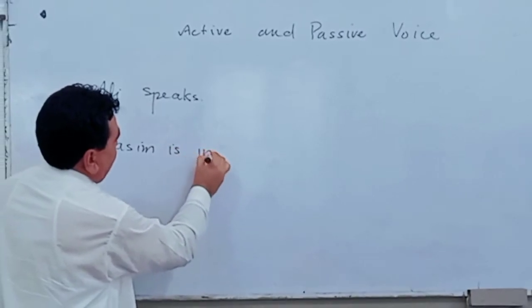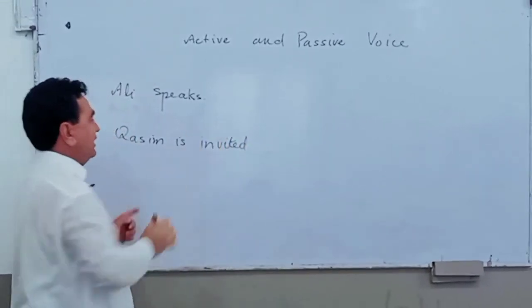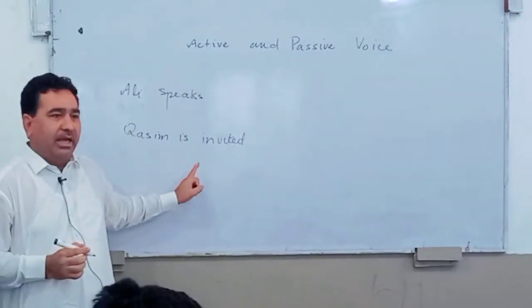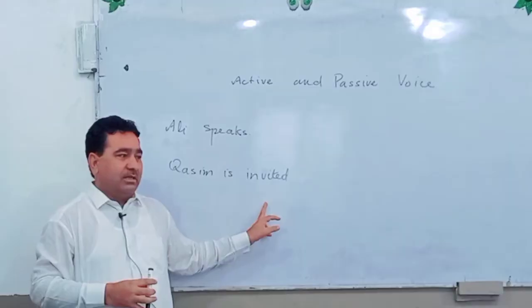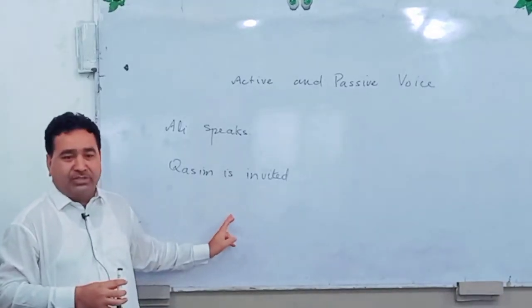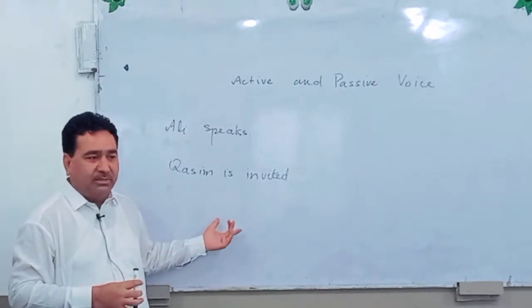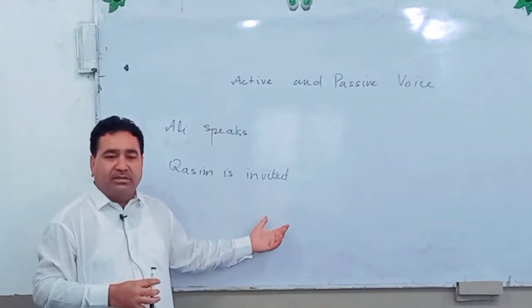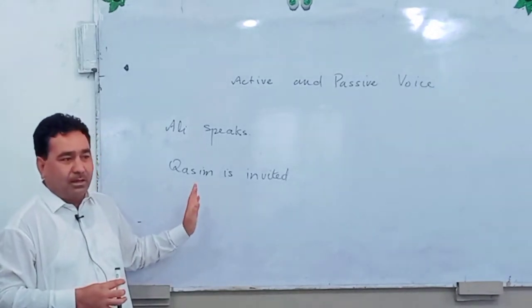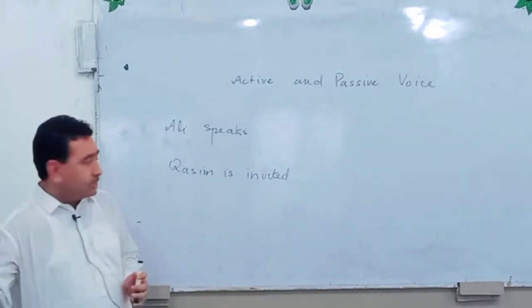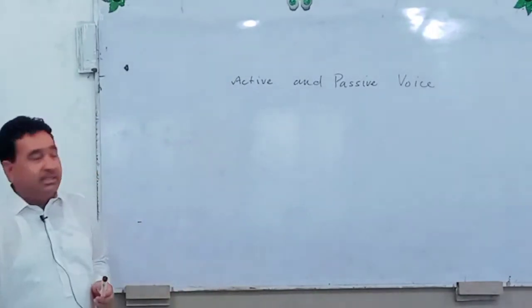Okay, now in this sentence, Qasim isn't doing anything. Actually, he is invited by someone. Qasim is not the doer of the action, he is the receiver of the action. Somebody invited Qasim, which is not mentioned in this sentence. So Qasim is invited is a passive sentence.